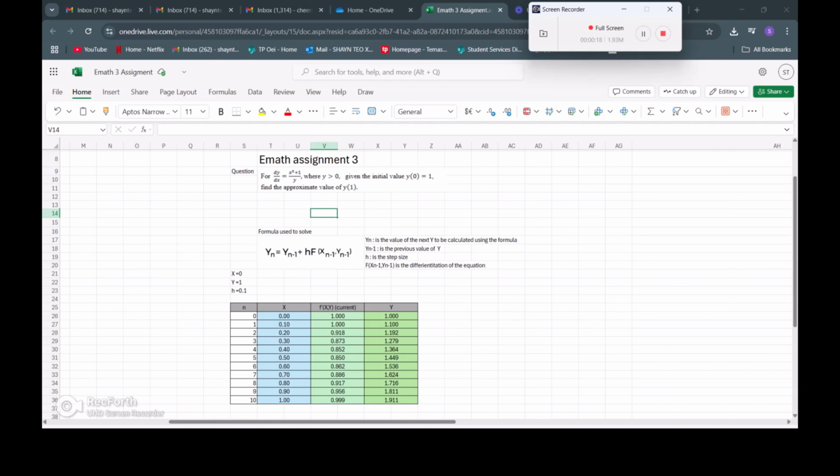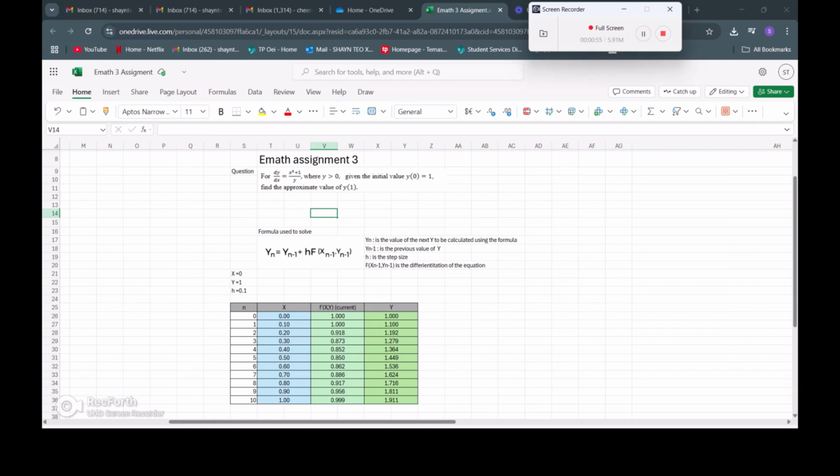So this is the formula that we're going to use, where yn is the value of the next y to be calculated using the formula. yn minus 1 is the previous y value, h is the step size, and lastly, the function of the previous x and y value is f(xn minus 1, yn minus 1). So x equals 0, y equals 1, and the step size we're using is h equals 0.1.